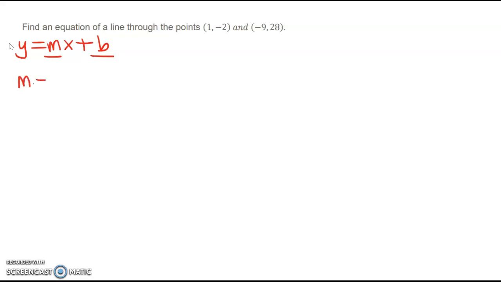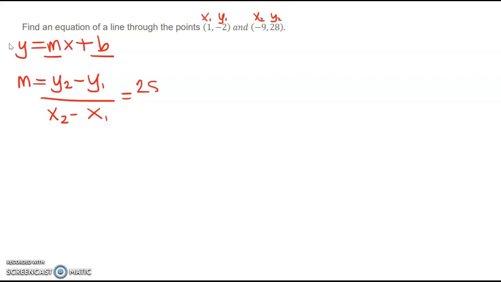Now our slope, the way that we can find that is using the formula (y2 - y1) over (x2 - x1). So we can label these points. This point's our first point, so our first x-coordinate and our first y-coordinate. Similarly, our second x-coordinate and our second y-coordinate. So we substitute that in.